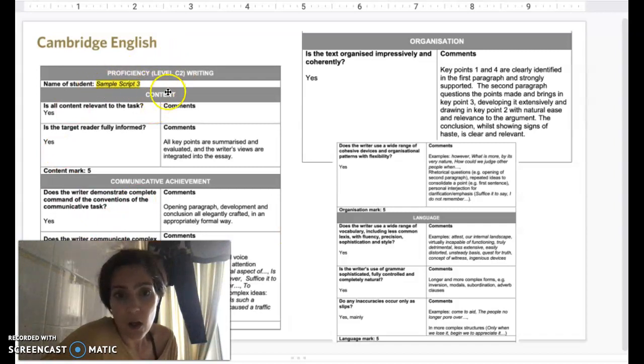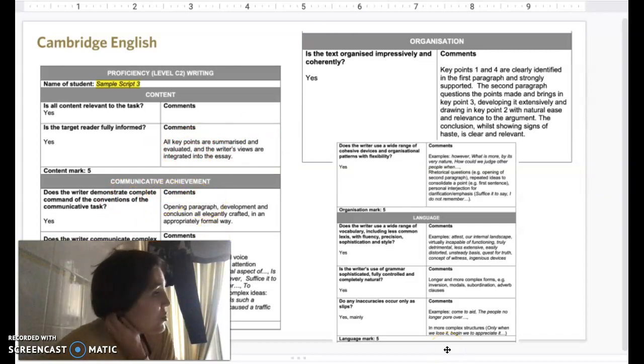So on content, what does it mean to be proficient in content? What you wrote, is it relevant to the task? So are you answering what is being asked? And then, is the target reader fully informed? So it is important not just to summarize, but also to assess all key points. All of you, maybe one of you missed one key point, but you were proficient in identifying them, but not in evaluating them. I need you to state your opinion on each point.